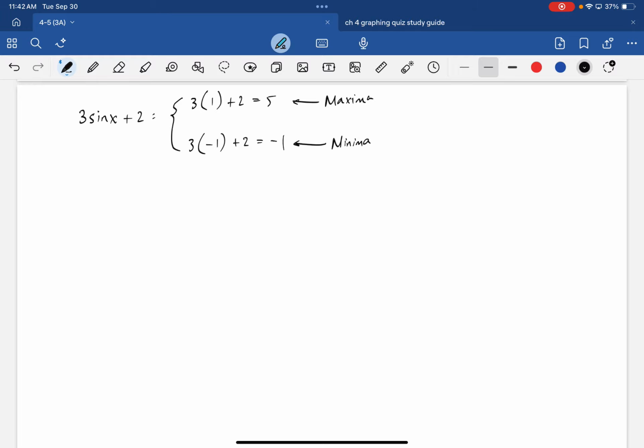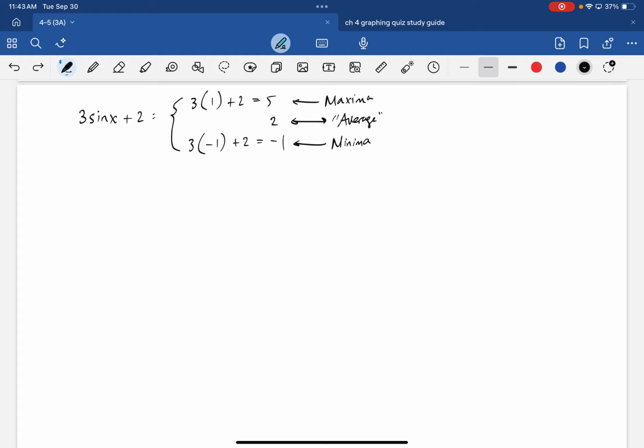And of course, the average, or the middle line of this would just be 2, right? Average is always going to be whatever you're adding on to the end. So the constant you're adding on to the end is always going to be the average, because the average of sine x is just 0. So the new average is just whatever you're adding on. That's a good way of looking at it.